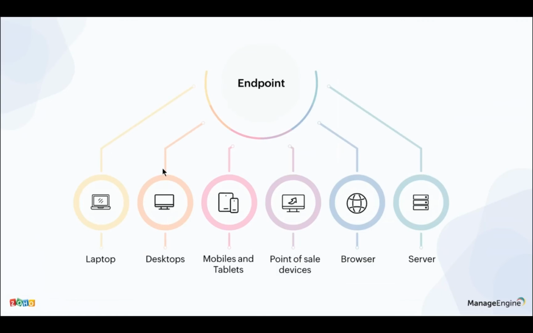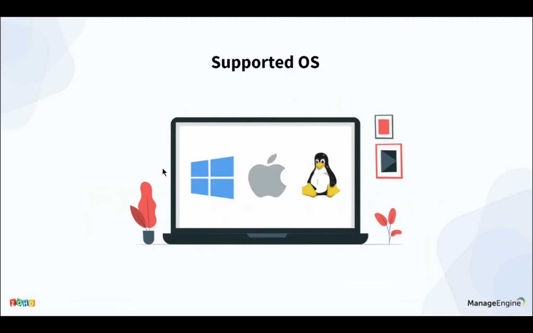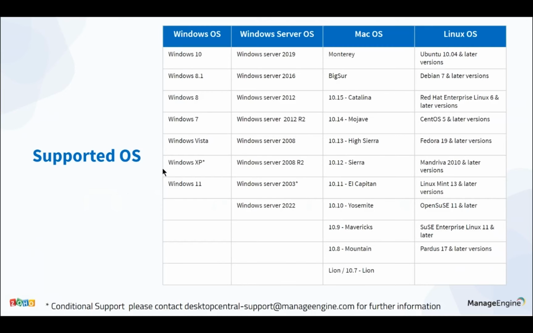With the unified endpoint management, I can manage different endpoints. What are the different endpoints? Laptops, desktops, mobile phones, tablets, point of sale equipments like embedded OS and other point of sale equipments, browsers, and servers as well. So these are the different endpoints that you will be able to manage with Desktop Central Unified Endpoint Management. What are the supported operating systems? We pretty much support all Windows and then Mac and then Linux operating systems as well. I've tried to put all those operating systems in a list here.